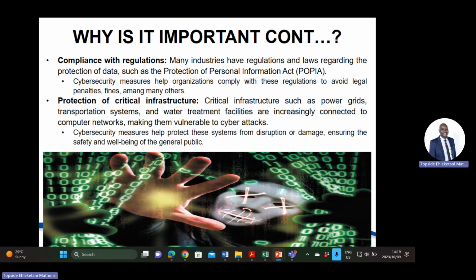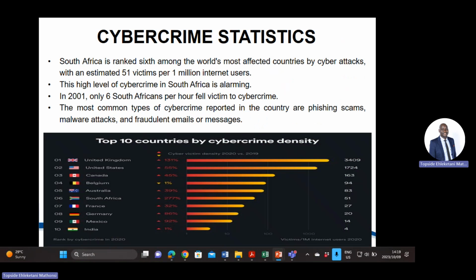Let's take, for example, the transportation system that we have in the city of Tshwane, where we need to use the buses. If they hack into that transportation system, it means they can change the schedule of the buses. They can stop the systems from selling tickets. So those are some of the things that make cybersecurity more important.